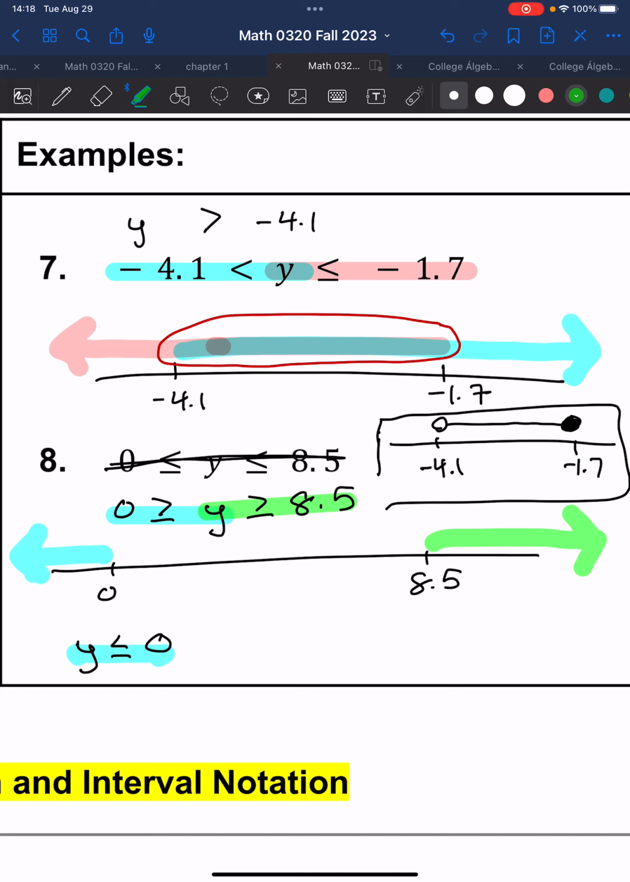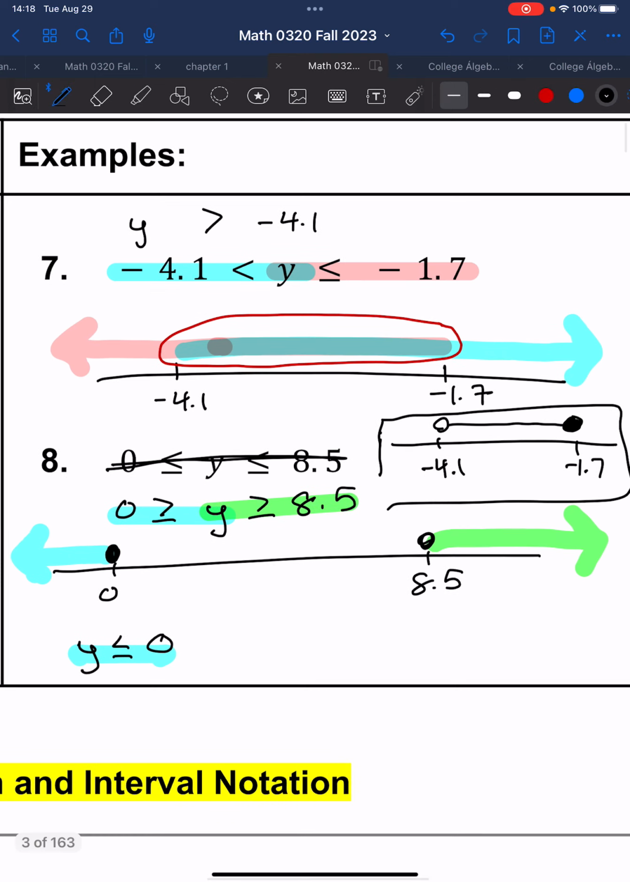The only thing we would have to determine here is whether these are closed dots or open dots. Since they both have the equal sign, we know they're both going to be closed dots. So closed dots above our numbers, moving away from each other, and that would be our answer.